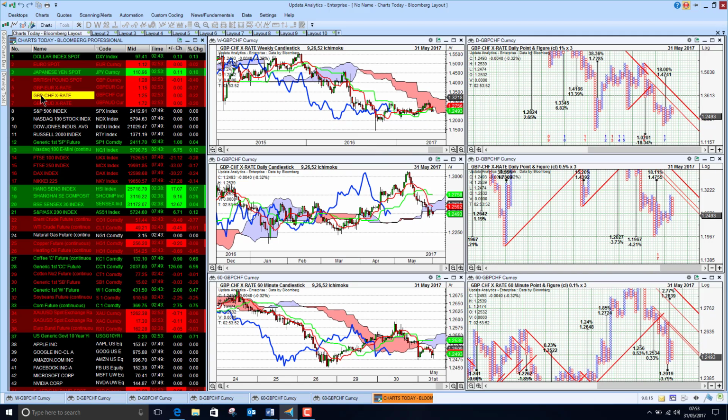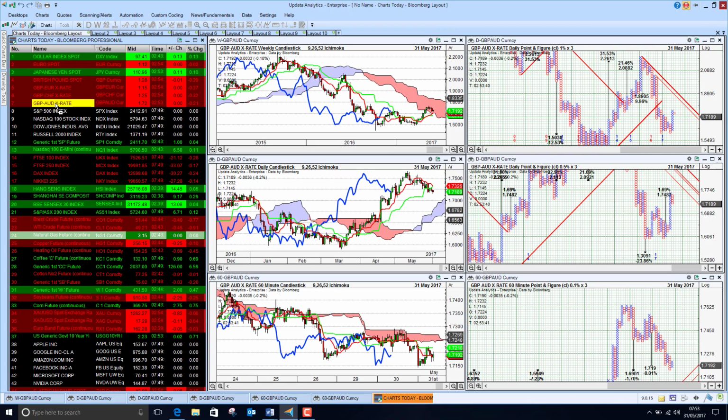And the Swiss franc, much the same picture. We need a new low to activate this downside target of 3.8% to 120. Looking at the Australian dollar, we're seeing here that same weakness kicking in as well.